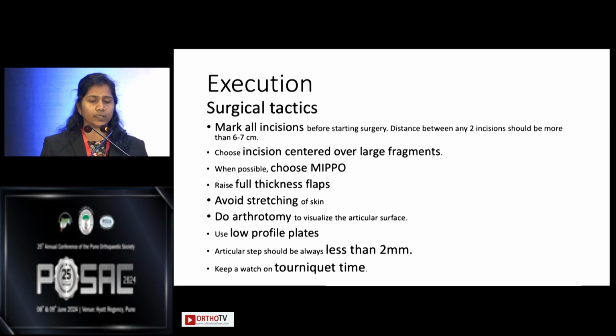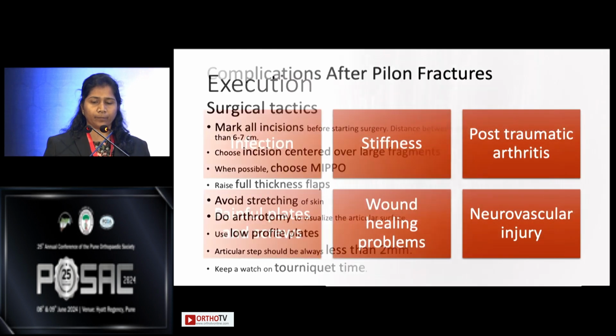So there are certain surgical tactics that we should all be remembering. We should mark all the incisions before starting the surgery so that we are sure that no two incisions are closer than 6 to 7 centimeters. The incision should be centered over the large fragments. When possible, choose MIPO, raise full thickness flaps, avoid stretching of the skin, do arthrotomy to visualize the articular surface, and use low profile plates. Articular step should always be less than 2 millimeters, and keep a watch on tourniquet time.